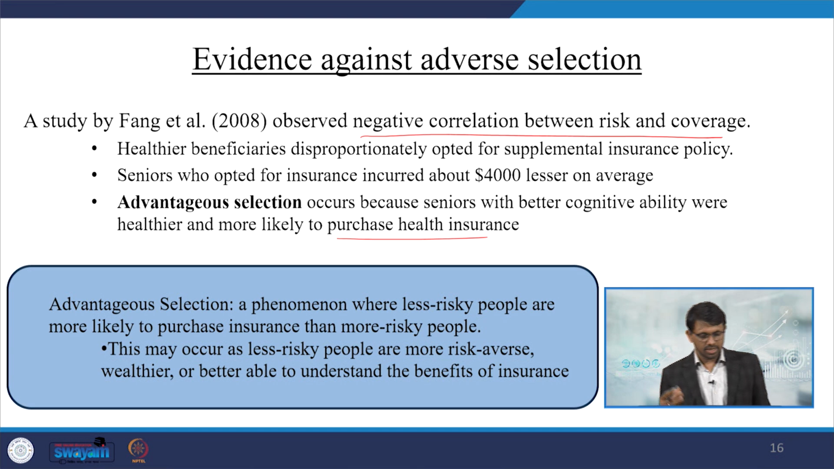So, advantageous selection is basically a phenomenon where less risky people are more likely to purchase insurance than the more risky people. This may occur as less risky people are more risk averse, wealthier, or have a better ability to understand the benefits of insurance. Since they understand better, hence there might be some reverse evidence.